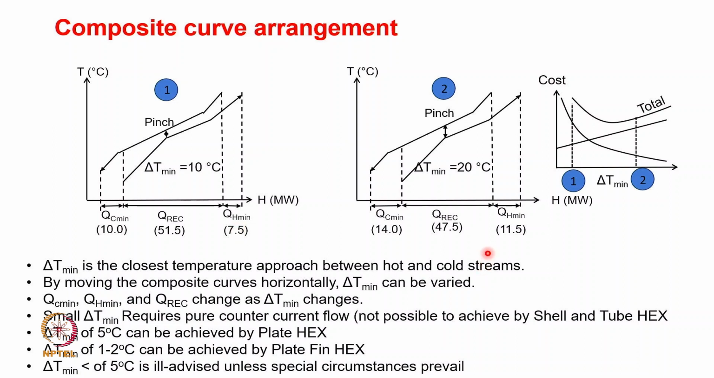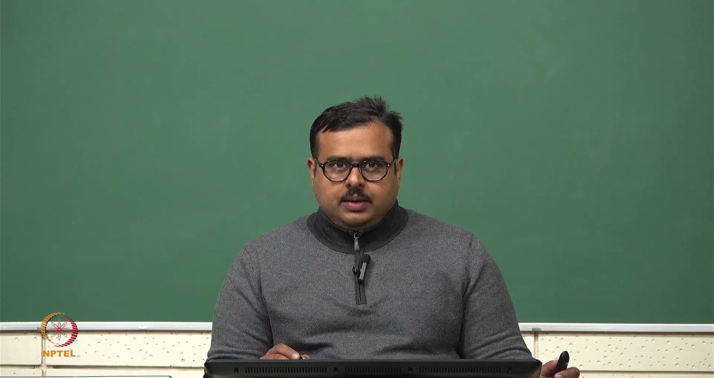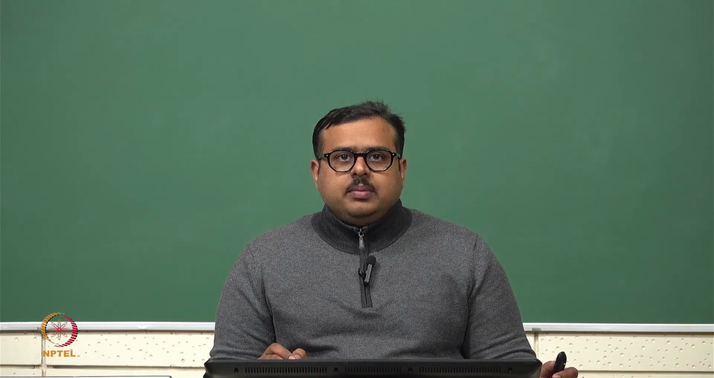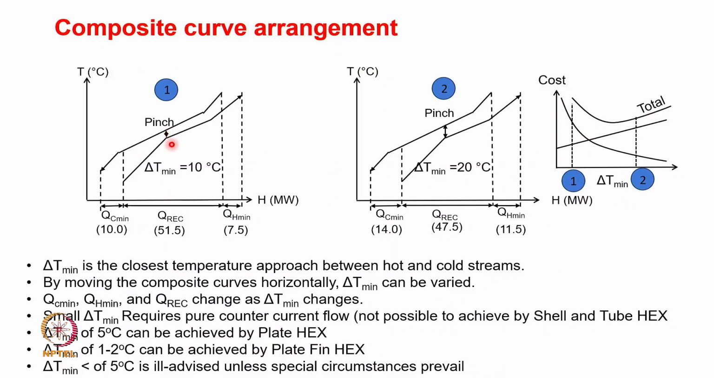So let's look at the insights we will get by keeping this composite curve together of the cold stream and the hot stream. What we know is that delta T minimum is the closest temperature between this hot and cold stream, and moving the composite curves together, of course horizontally, which essentially means that you move it down or up. Okay, your delta T can be varied, and QC min, QH min and QREC change as delta T varies. So your hot utility, cold utility, and of course the total heat recovered will be varied if you change the delta T minimum.